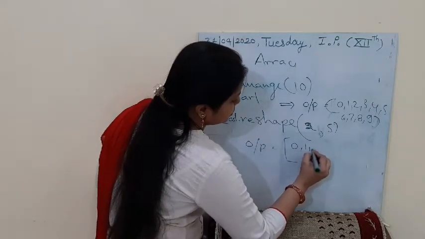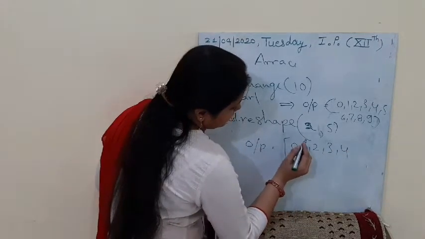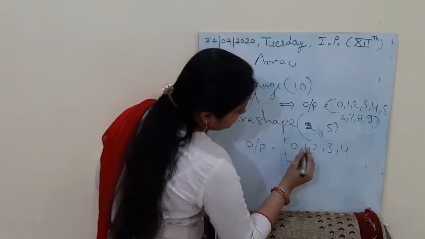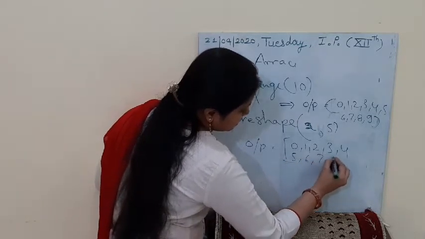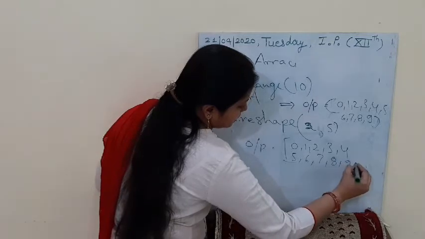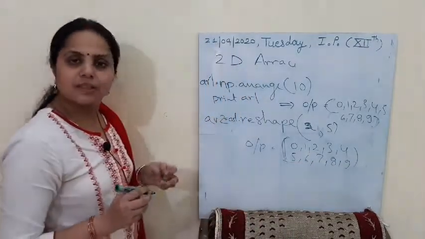0, 1, 2, 3, 4 and then I will be having 5, 6, 7, 8, 9. This will be my array. Is it clear to everyone?